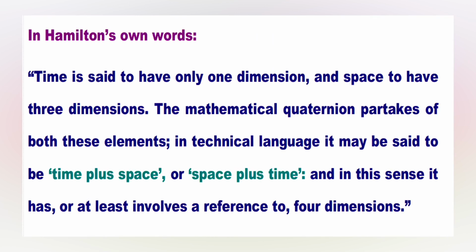In Hamilton's own words, time is said to have only one dimension and space to have three dimensions. The mathematical quaternion partakes of both these elements. In technical language, it may be said to be time plus space or space plus time, and in this sense, it has or at least involves a reference to four dimensions. In fact, Hamilton's quaternions have many applications other than in physics. They are extensively used in computer graphics to describe motion in three space, and more recently, they have been used in multiple antenna communication systems.